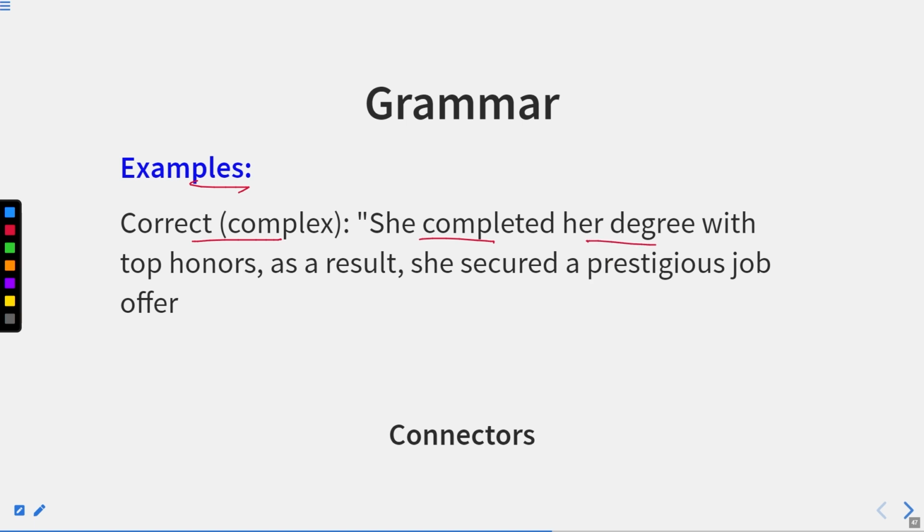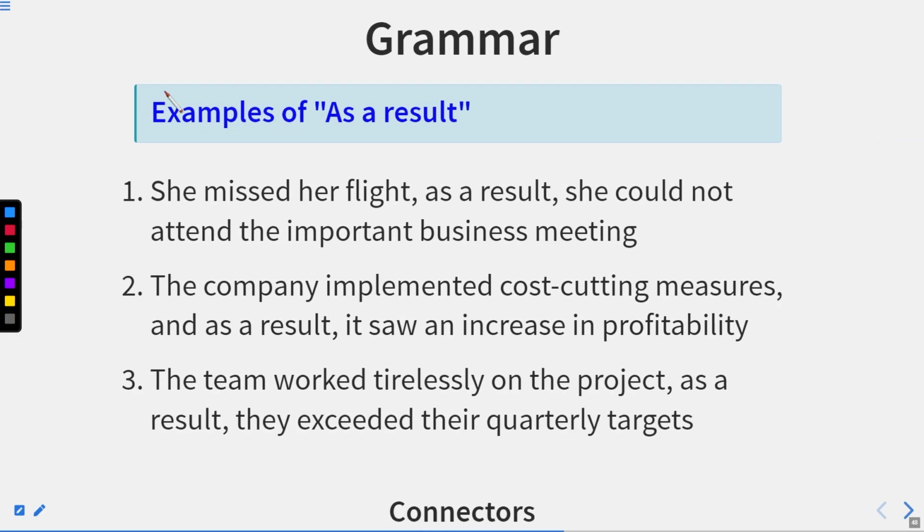Examples: correct complex. She completed her degree with top honors. As a result, she secured a prestigious job offer. So this is a correct complex sentence. Examples of as a result: she missed her flight. As a result, she could not attend the important business meeting. The company implemented cost-cutting measures, and as a result, it saw an increase in profitability.